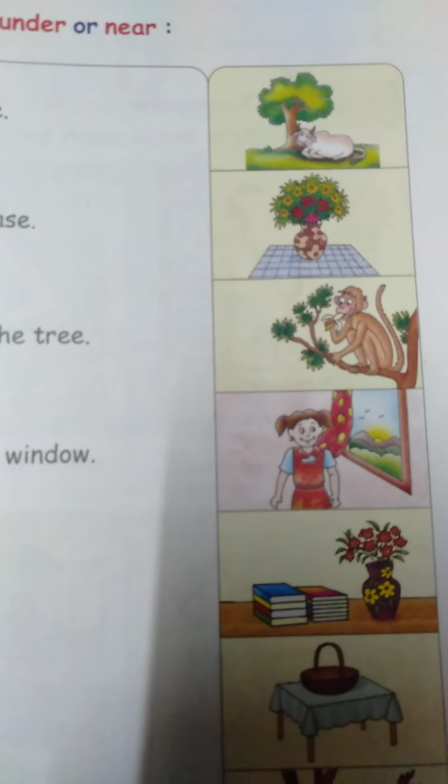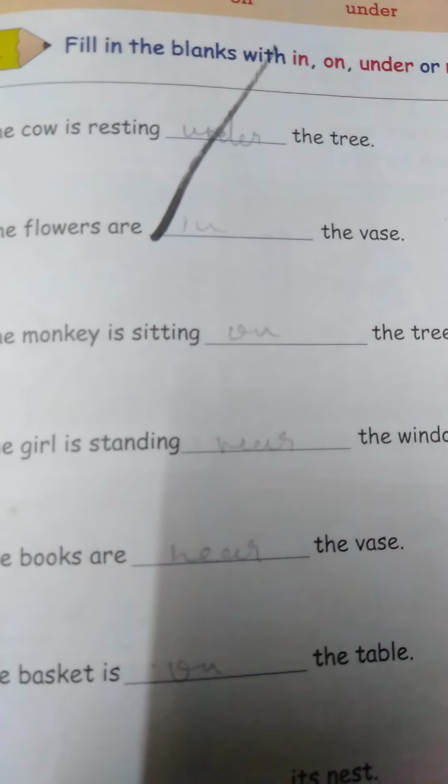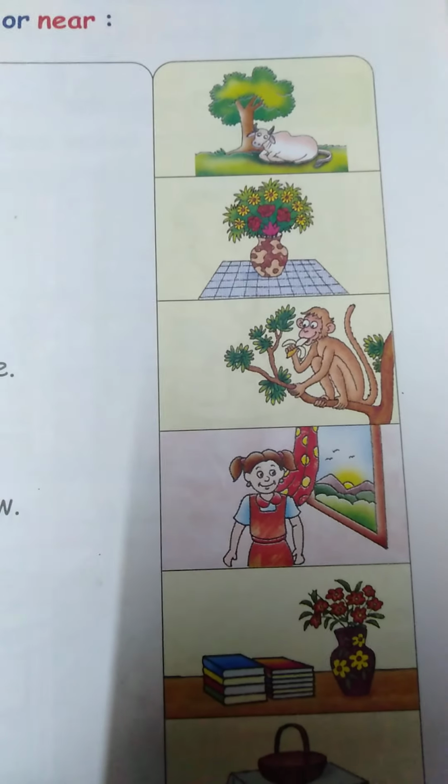These are the positions. First one, the cow is resting dash the tree. See the picture. With the help of the picture you have to write the correct word. Under the tree. Where is the cow? The cow is resting under the tree. Second one, the flowers are in the vase. See the picture here. Where are the flowers? Flowers are in the vase.